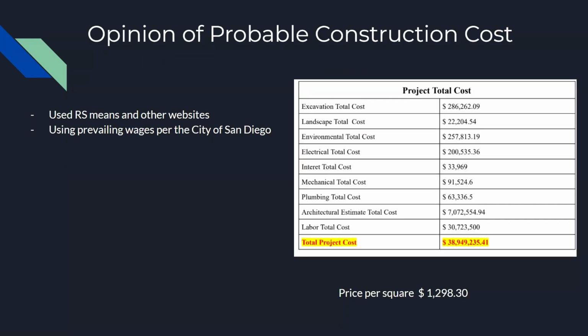For the opinion of probable cost for this project, I used RS Means and a couple of other websites to find the appropriate cost for each activity and materials and labor. For labor, I used the prevailing wages for the city of San Diego to find the best cost. And here on the right side, you can see the breakdown of everything, making the total project cost 38 million, almost 39. And that made the price per square foot $12.98 and 30 cents.